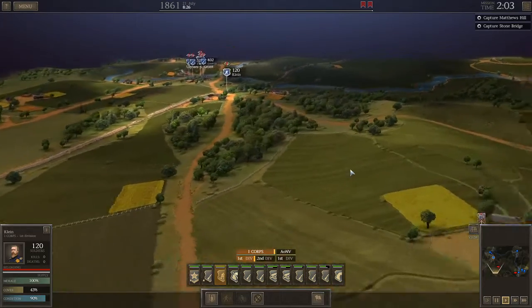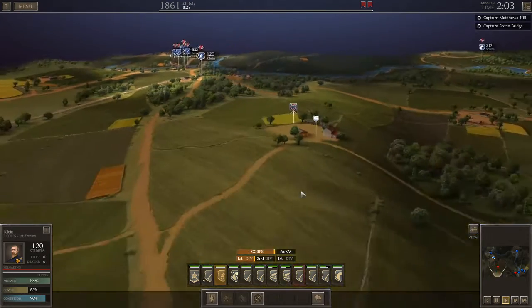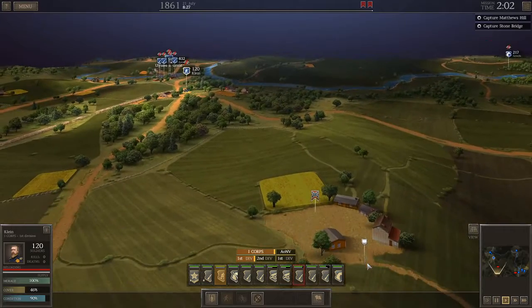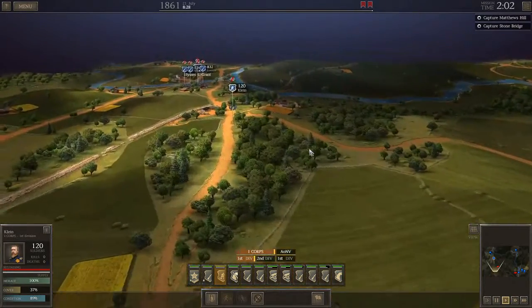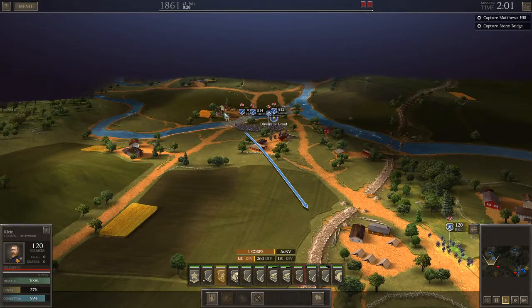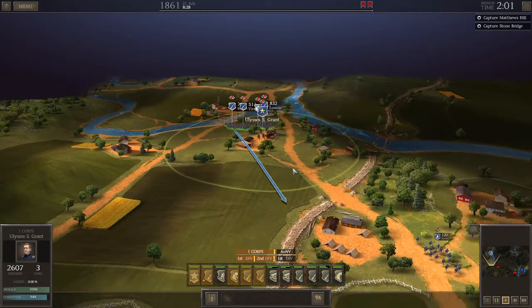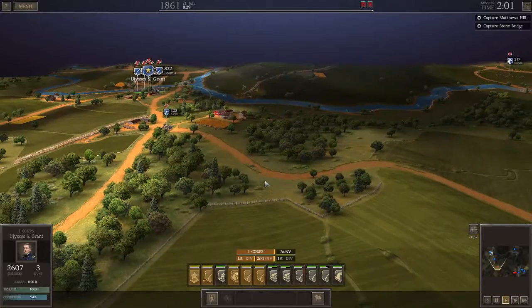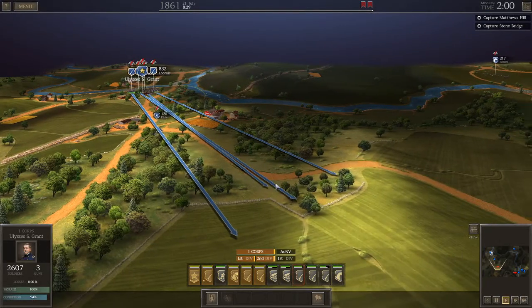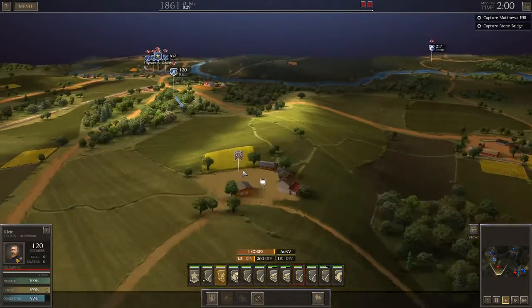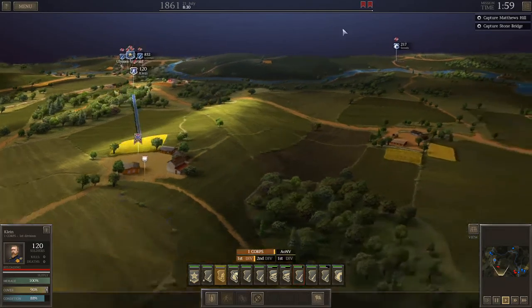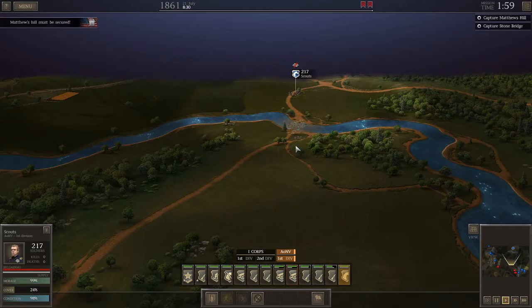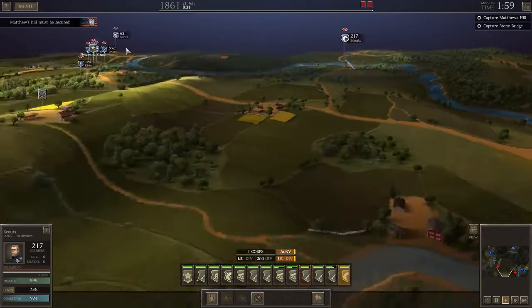Let me clear my throat. We're unopposed so far. It would be great if we could capture that hill, because then we can just send out the rest of these guys. Slowly but surely. Let's see if you can get through.